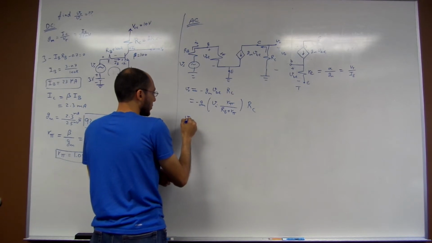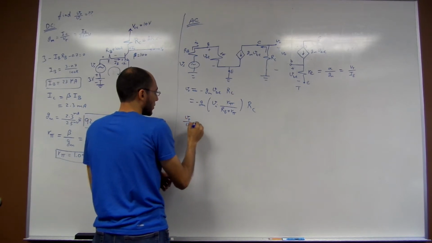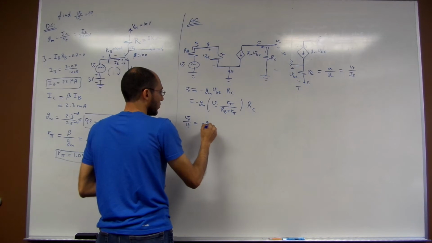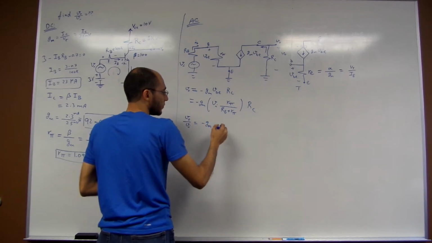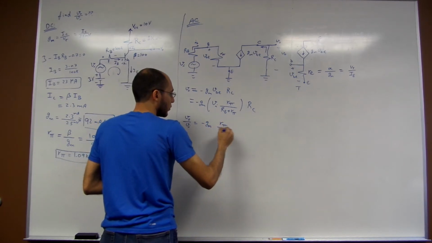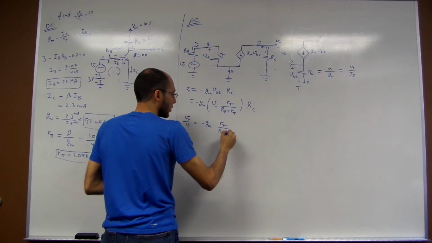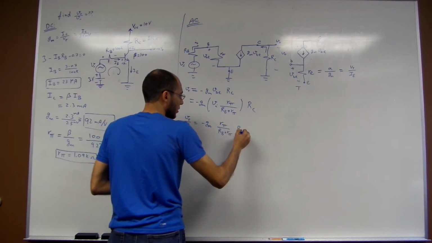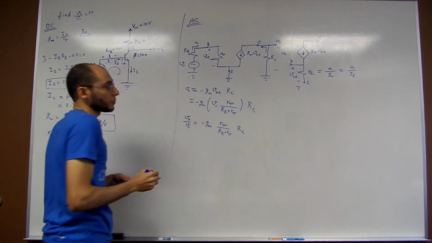Divide the entire equation by V input, and you get negative Gm times R pi over RB plus R pi, multiplied by RC.